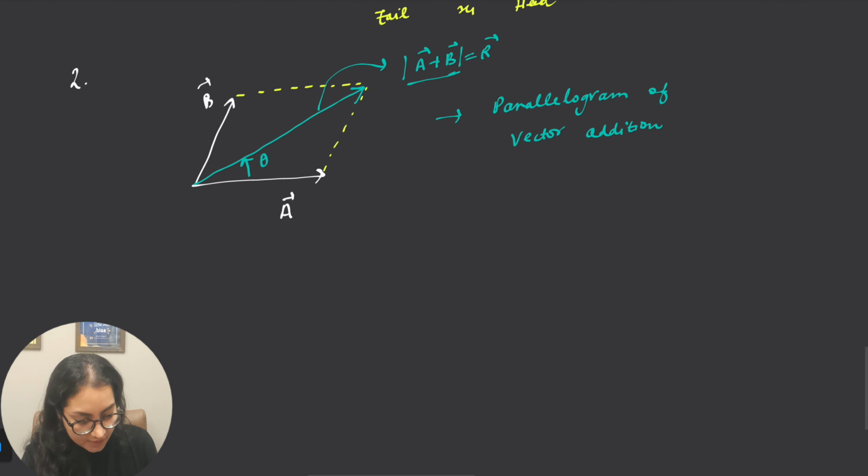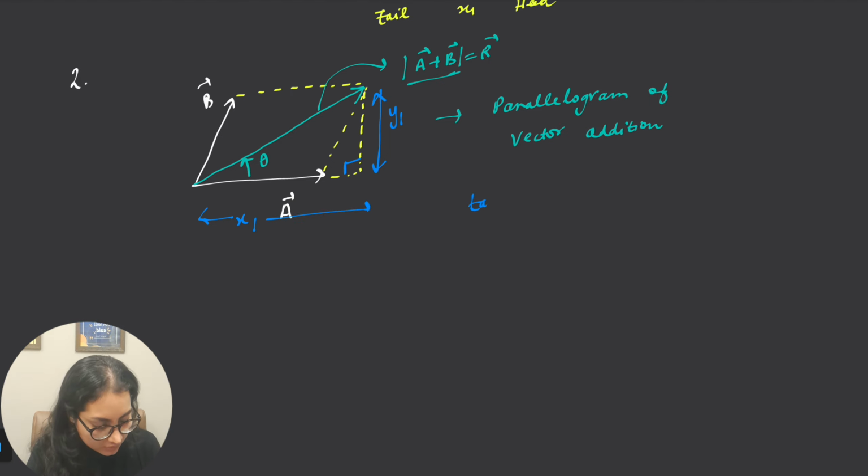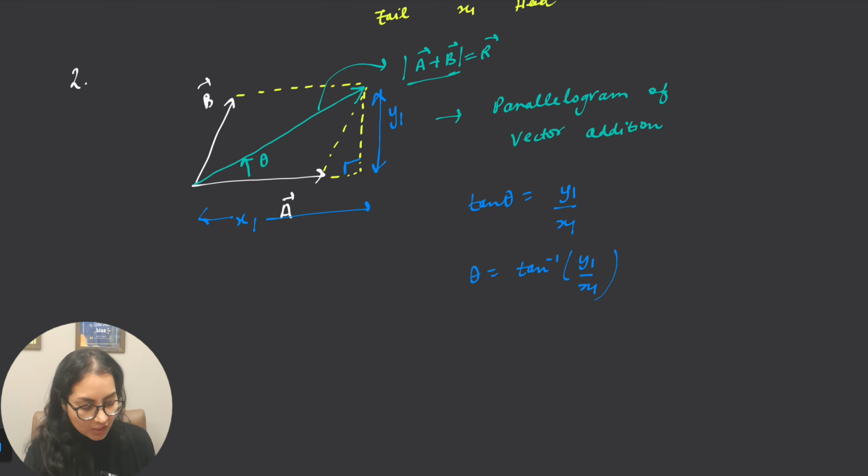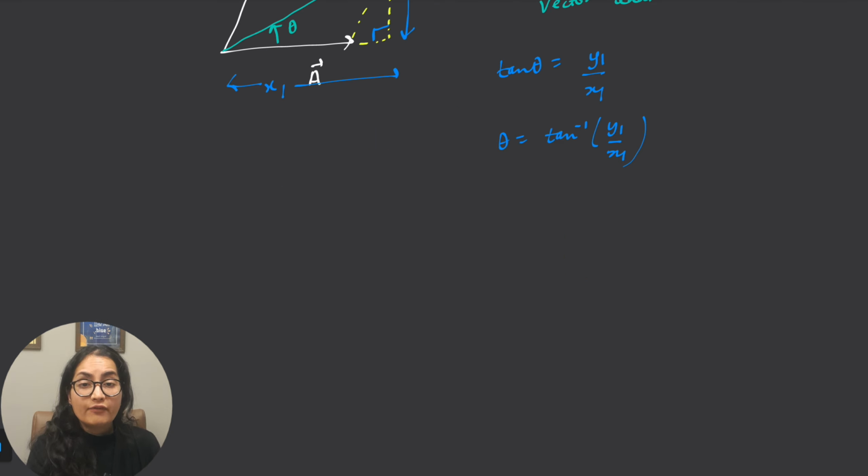And in this case also, you'll draw a perpendicular. So this is again your y1 and this is again your x1. You can write tan theta in this right angle triangle, and that is y1 over x1, and your theta is given by tan inverse y1 over x1. So till now we have learned when we have two vectors. What if we have more than two vectors? How do we add them?